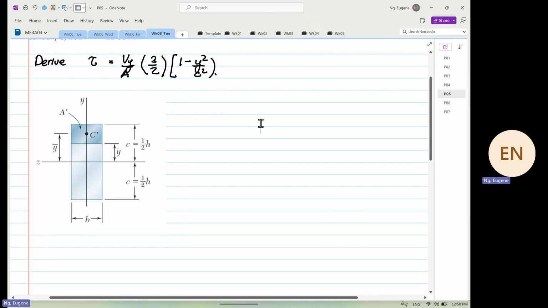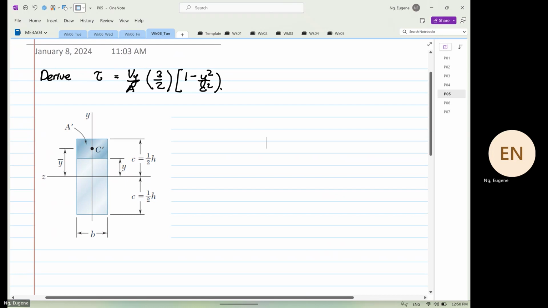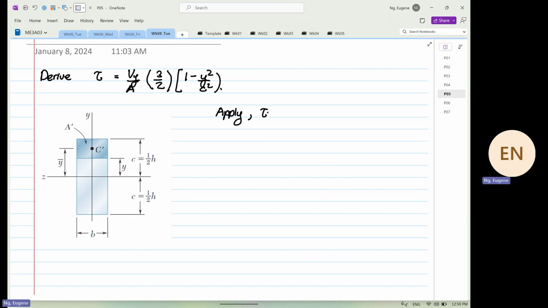We found out that our QZ, so to derive this, we need to apply shear stress XY is equal to Vy over IZZ, QZ over what? T. And we know that QZ is equal to 0.5 B bracket C squared minus Y squared. This is where we stop at.